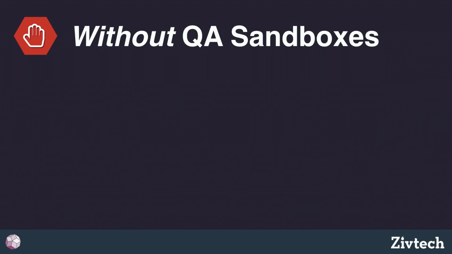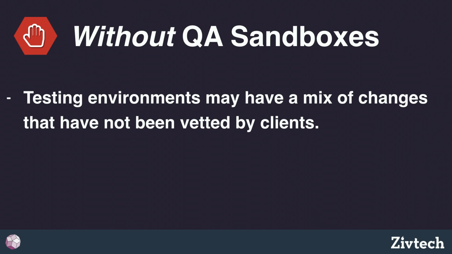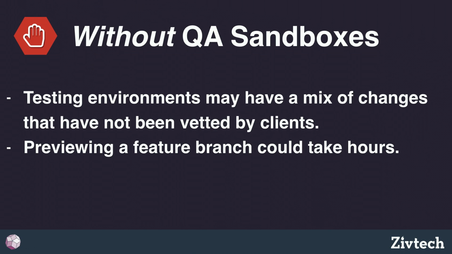So that leads me into, how do you develop without QA sandboxes? Testing environments may have a mix of changes that have not been vetted by your clients yet. You may have some lorem ipsum text on there, or you may have some funny node that somebody created that probably the client shouldn't see. Previewing a feature branch could take hours. Now that really depends on the complexity of the branch that you're reviewing, but it could happen. The way that we used Probo, we do our feature branches in a smaller chunk so that these changes are easier to review as we go.